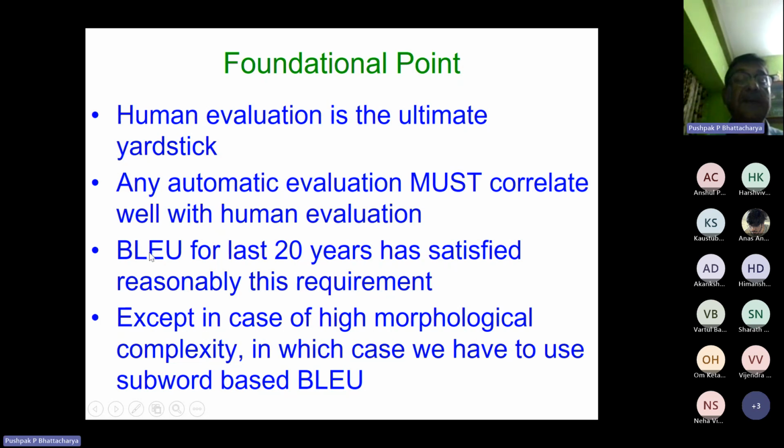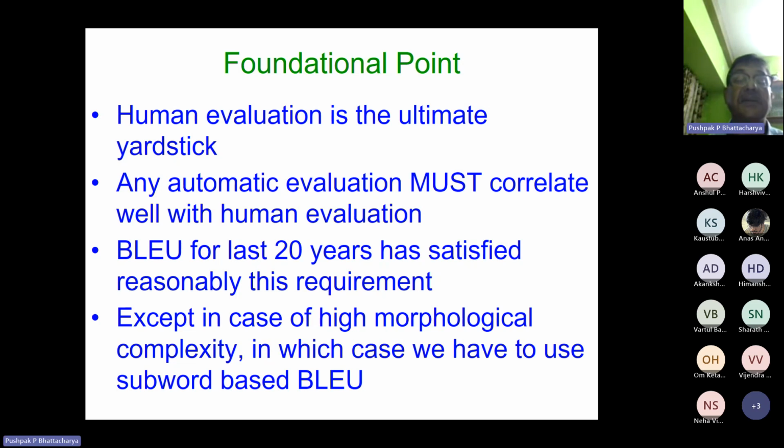So BLEU is an automatic metric for machine translation evaluation. It has been in existence for the last 20 years. And it has satisfied reasonably this requirement of correlating well with human evaluation. So that is the strength of BLEU. It's a very simple measure, deceptively simple. And BLEU, when it was first proposed, actually raised the eyebrows of experts. How can it work really? How can such a simple thing work for a very complex thing like evaluation? So the experts were actually baffled.